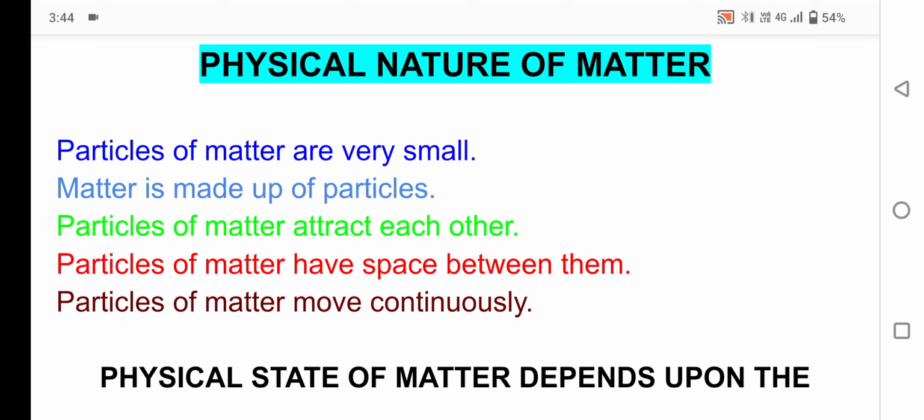Next, the particles of matter have space between them. Every matter of different states is formed by the union of a number of constituent particles which possess interstitial spaces between them. This space may vary in different matters because of the different arrangements and the nature of particles. The space between two neighboring particles is called interstitial space, or you can simply call it interparticle space.